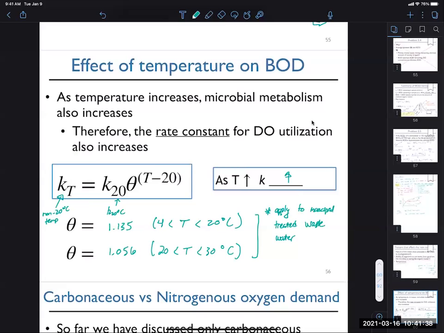Okay, so those are the factors that influence the utilization rate constant. The one we can describe quantitatively is temperature. The others are more just a conceptual understanding at this point. You may learn about it more in future classes.